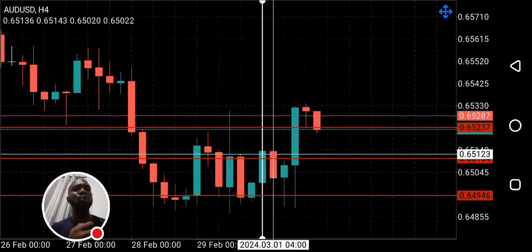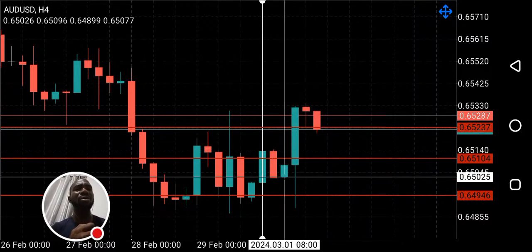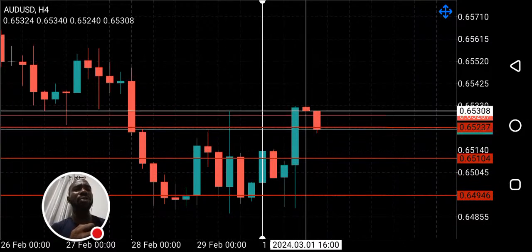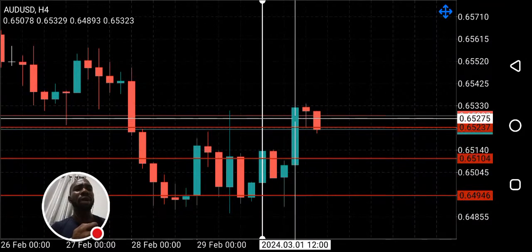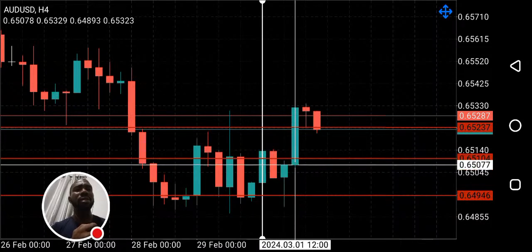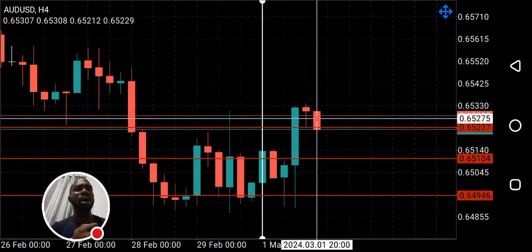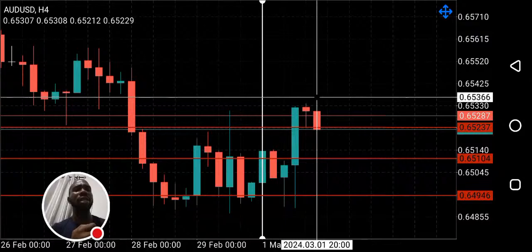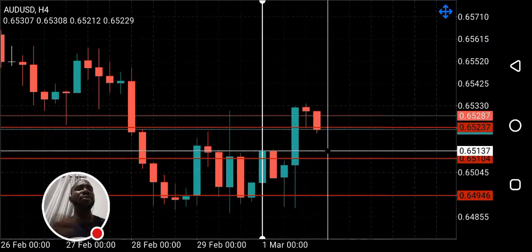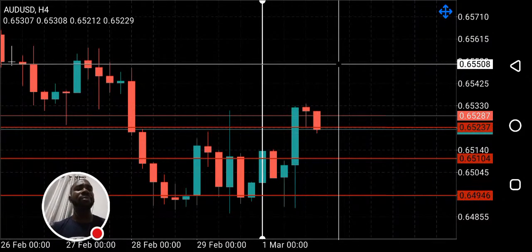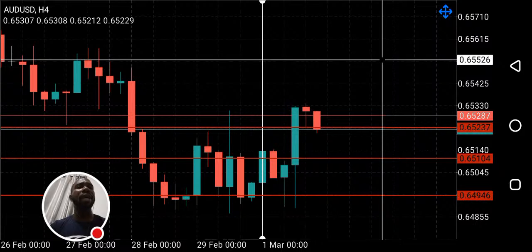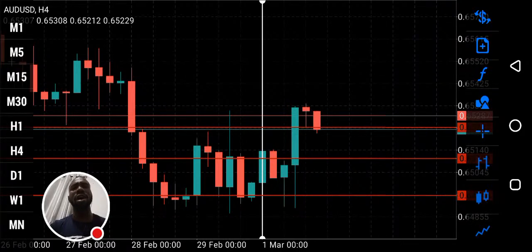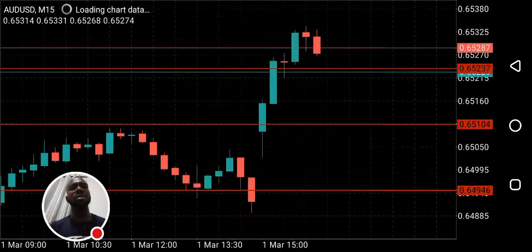The gap in between the high of this candle and the low of this third candle, that is the fair value gap. Okay, I hope you get that. That's the fair value gap. So we want to see price fill this gap before we consider buying. I hope that is clear. We want to see price fill this gap before we buy. Now let's go down to 15 minutes and see if we have a fair value gap on 15 minutes.